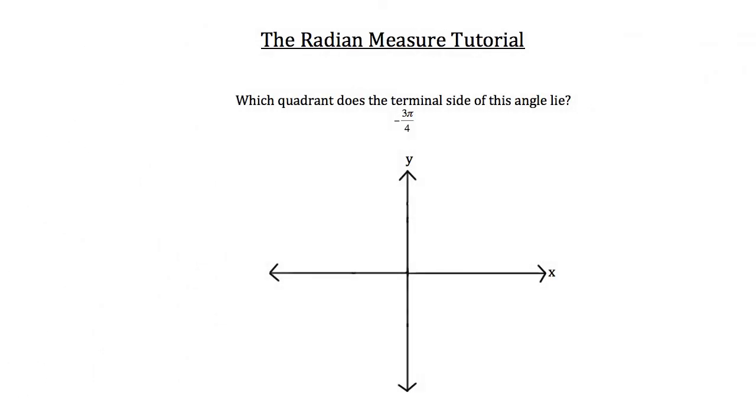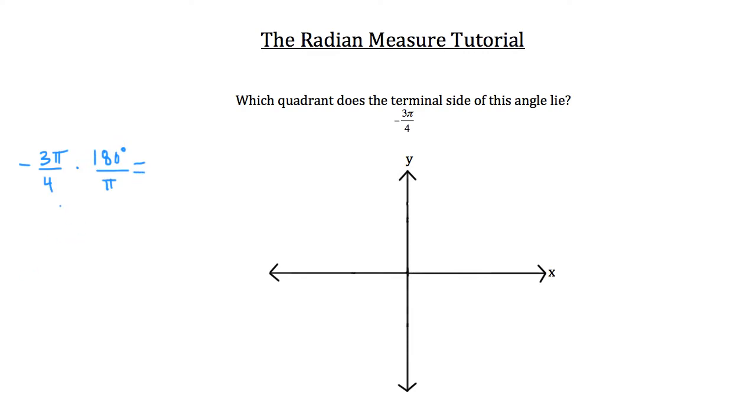Which quadrant does the terminal side of this angle lie? And the angle we're referring to has a value of negative 3 pi over 4 radians. Well, the easiest thing to do here would just be to convert that radian measure into degrees. So we have negative 3 pi over 4 radians, and we want to multiply that by 180 degrees over pi radians.